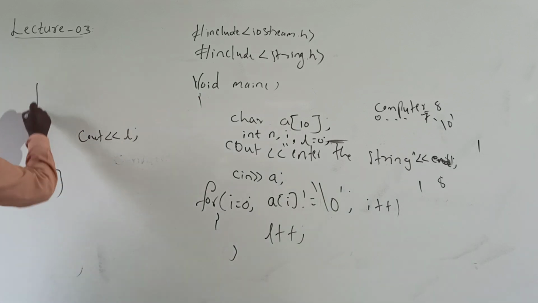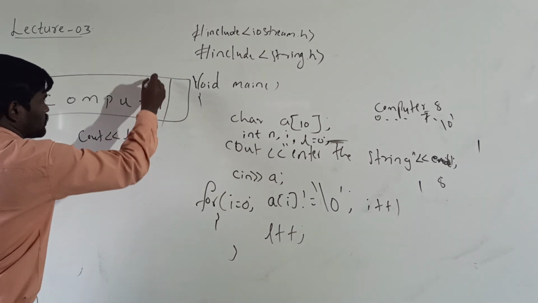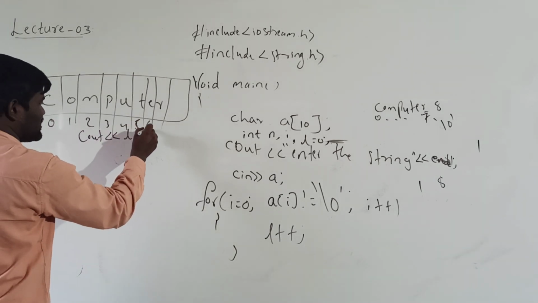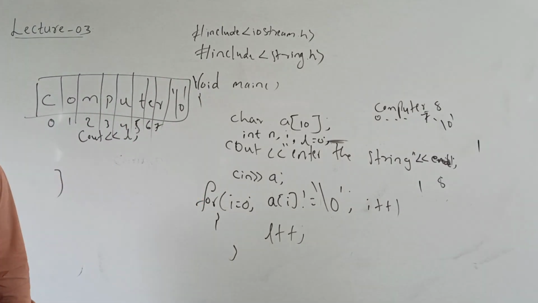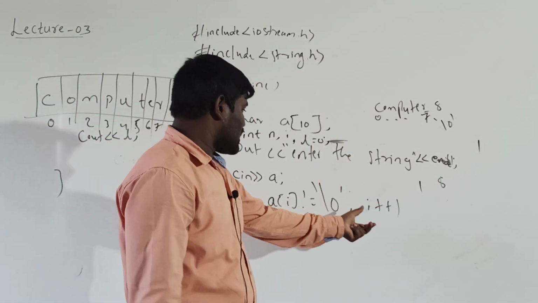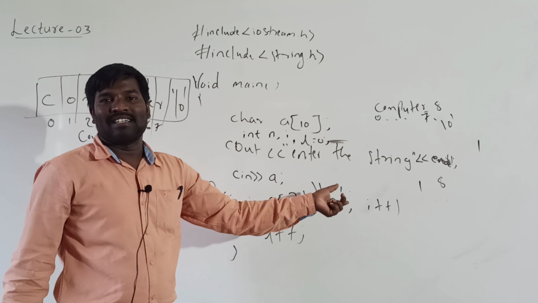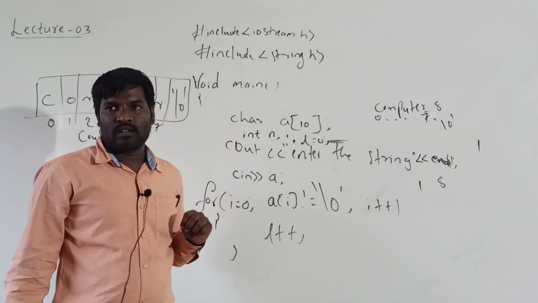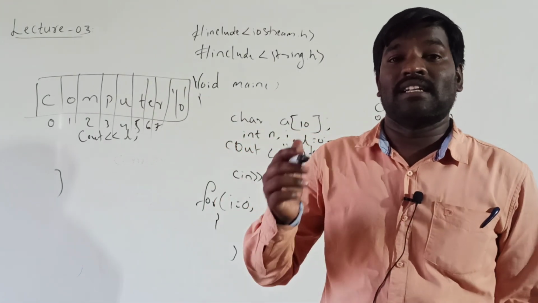See here: 0, 1, 2, 3, 4, 5, 6, 7. Always the last character must be the null character in a string. The null character is used to terminate the string. So when the i value becomes 8, a[8] is the null character, and the condition not equal to null character becomes false. False means it will print cout l, which prints 8. So this program finds the length of the string without using the string handling function.